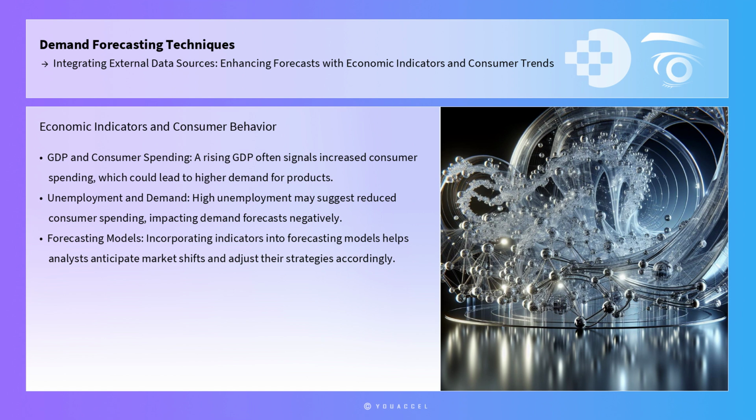Economic indicators such as GDP growth rates, unemployment rates, interest rates, and consumer confidence indices provide valuable insights into the broader economic context that influences consumer behavior and demand patterns. For example, a rising GDP often signals increased consumer spending, which could lead to higher demand for products. Conversely, high unemployment may suggest reduced consumer spending, impacting demand forecasts negatively. By incorporating these indicators into forecasting models, supply chain analysts can anticipate market shifts and adjust their strategies accordingly.